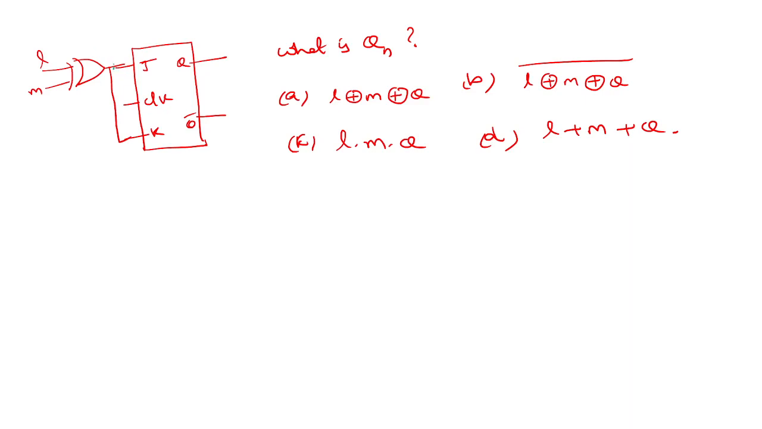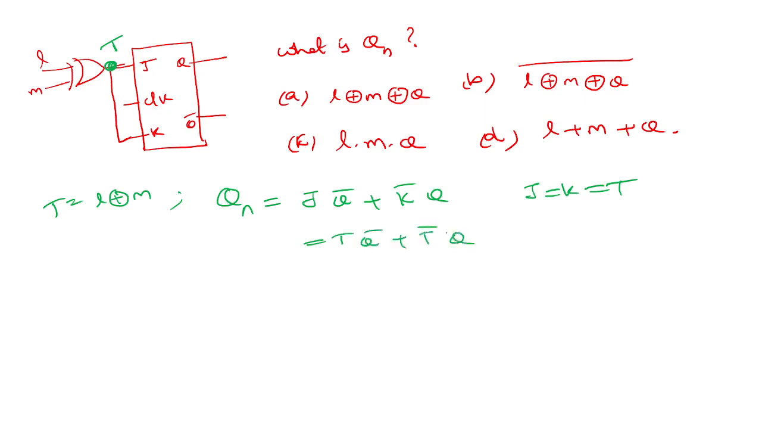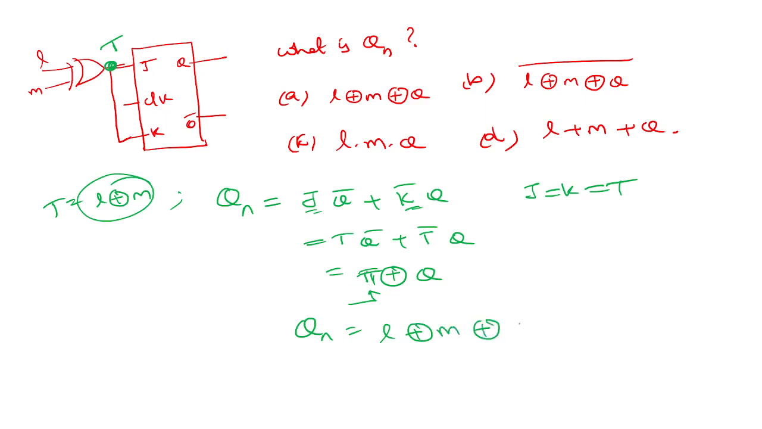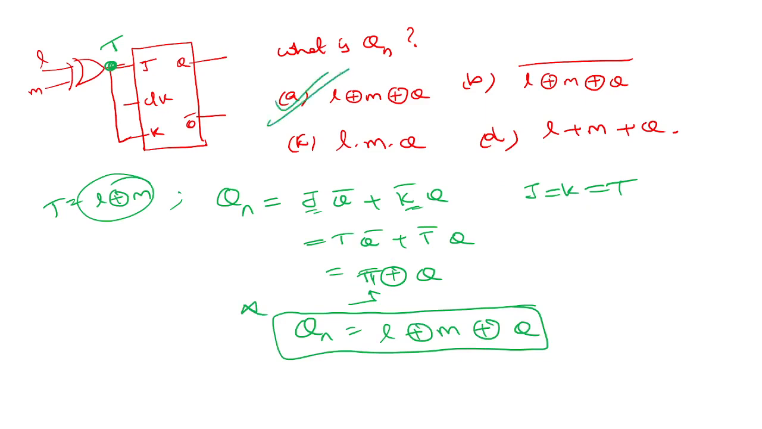See, if you look at this, very simple, right? This is nothing but a T flip-flop. What is T here? L XOR of M. And if you would have done this, J Q bar plus K bar Q, now J equal to K equal to T. Now what is this? T Q bar plus T bar Q, correct? Instead of J and K, I am putting T. Now what is this? T XOR of Q. What is Qn now? What is there in place of T? L XOR of M. L XOR of M XOR of Q. Okay, this is the answer.